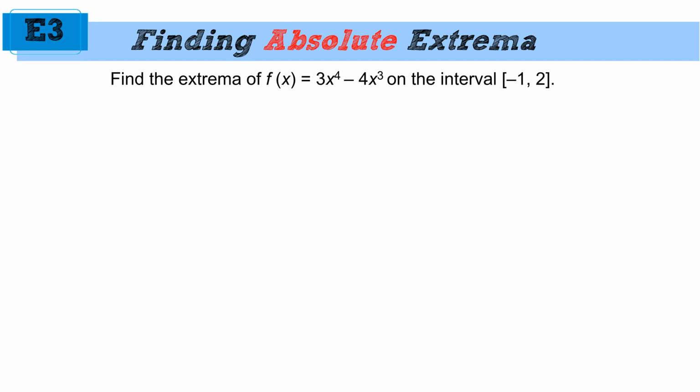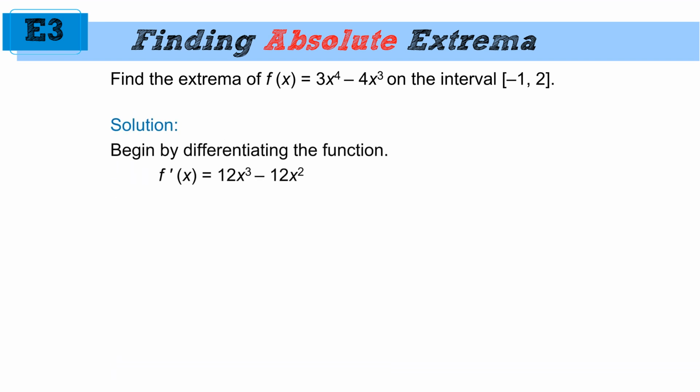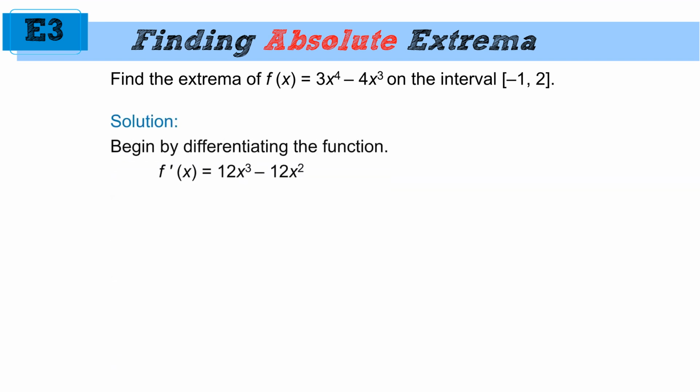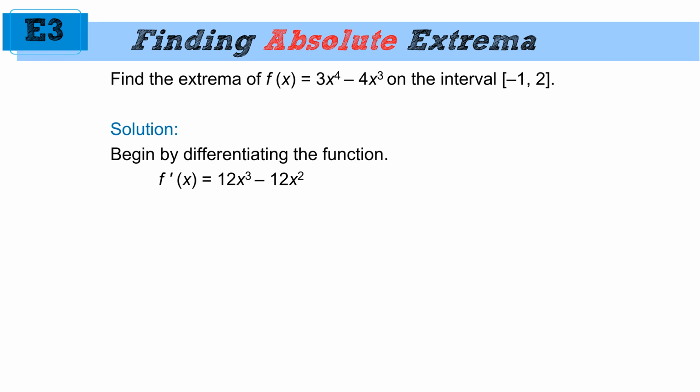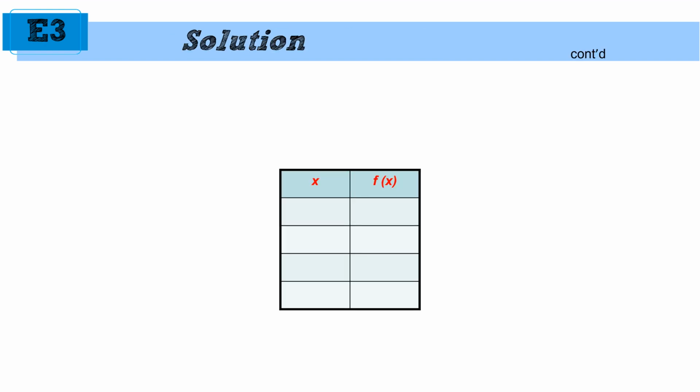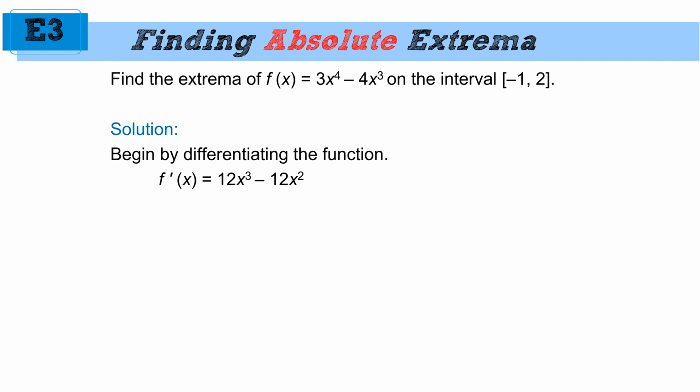So now I've got a quartic and an interval. 99% of the time when you're looking for absolute extrema, you're going to be put into an interval instead of looking at the entire graph. Okay. So first things first, I want to find the critical numbers. Take the derivative. It turns out to be nice. Set it equal to 0 and solve.